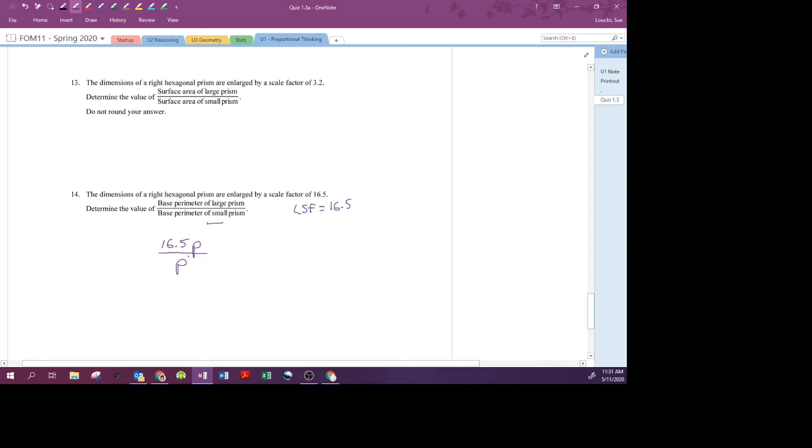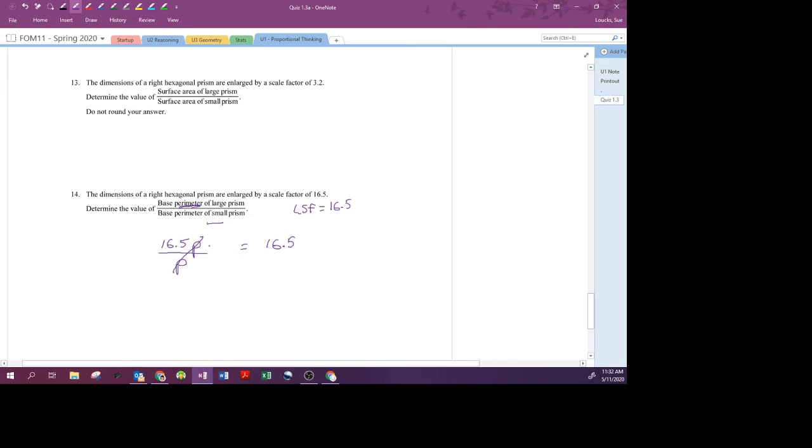It's a linear dimension. It's just a line, right? Perimeter is just a line. So that's the ratio. And then the Ps cancel out, and the answer is just 16.5. Okay, because we're talking about perimeter, and it's just the scale factor.